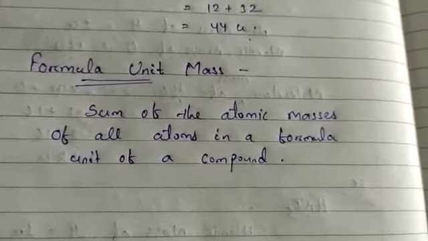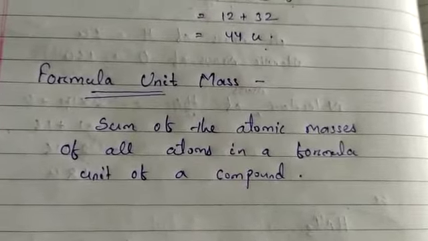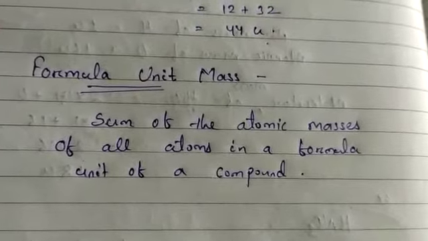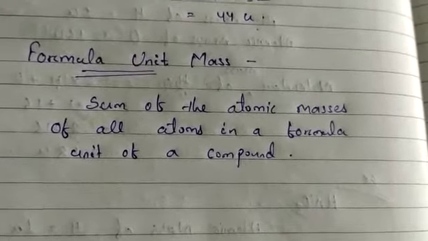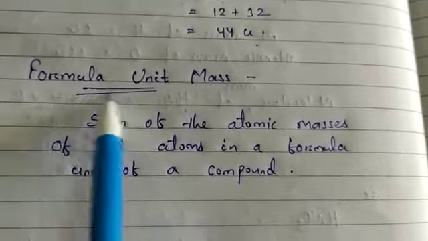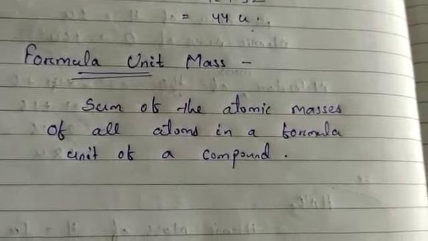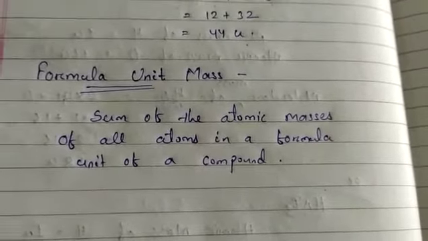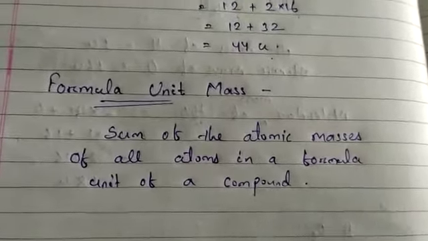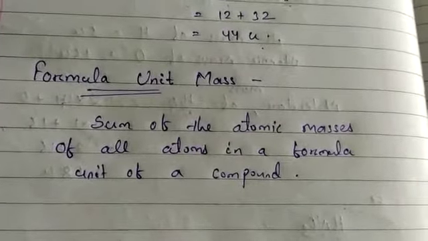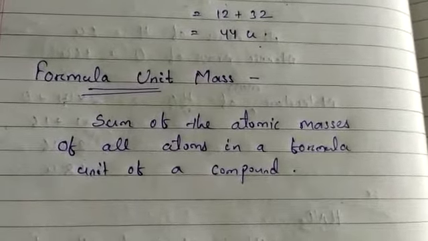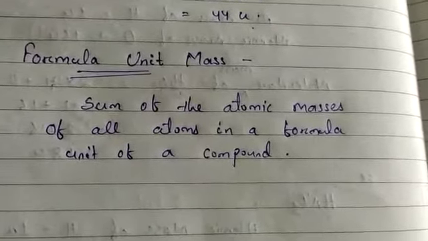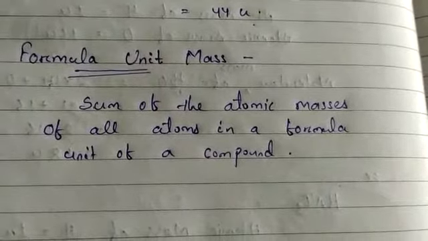The only difference between molecular mass and formula unit mass is the term formula unit. The term formula unit is used for substances whose constituent particles are ions. This is the only difference between molecular mass and formula unit mass. The calculating process and the units are all the same.